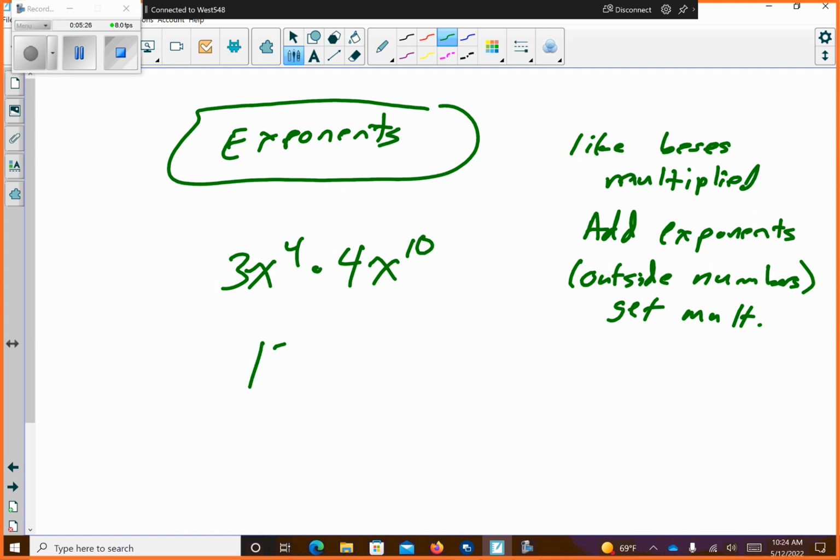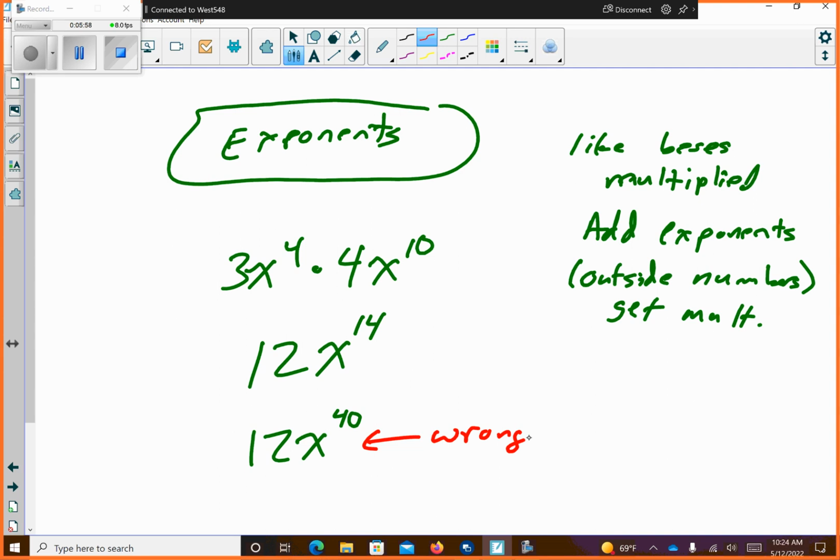This would be 12 because 3 times 4, and then x to the 14th. Now, just know that when you're doing that, we might also have this as a choice. This one's wrong. But as you are forming your developmental skills with math, which anytime you take a class you have developmental skills towards that, just realize you add exponents when it's like bases.